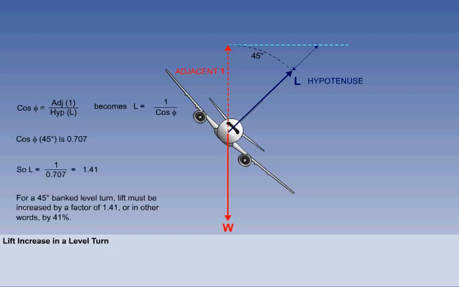Cos phi in this case, at 45 degrees, is 0.707. 1 divided by 0.707 is 1.41. So, for a level 45-degree bank turn, the lift must be 1.41 times that of straight flight, or, to put it another way, increased by 41%.